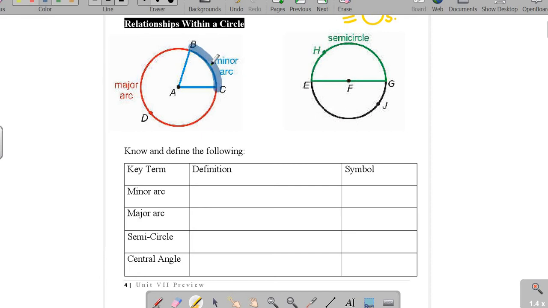Trace that, please. Just trace it. Trace it again.